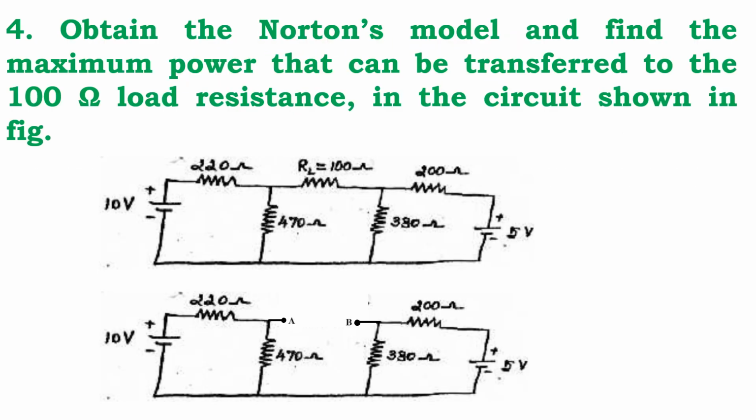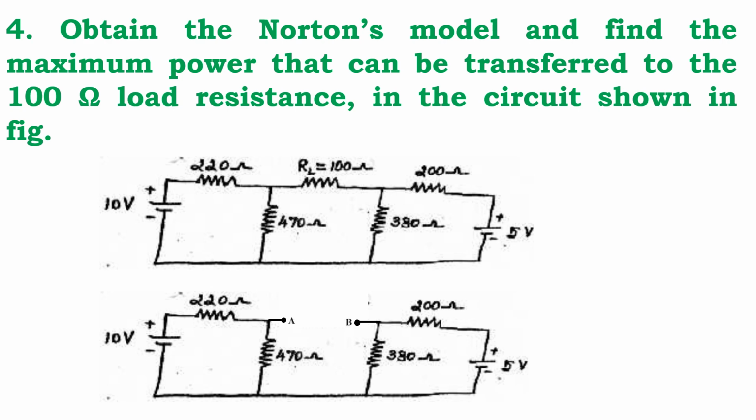Fourth problem: obtain the Norton model and find the maximum power that can be transferred to the 100 ohm load resistance in the circuit shown below. Here in this problem they asked two things, one is the Norton model and another one is maximum power transfer. For the Norton model alone we can use that 100 ohms. For the maximum power transfer theorem, the load will be whatever we obtained as RTH, the Thevenin resistance, which is called the load resistance.